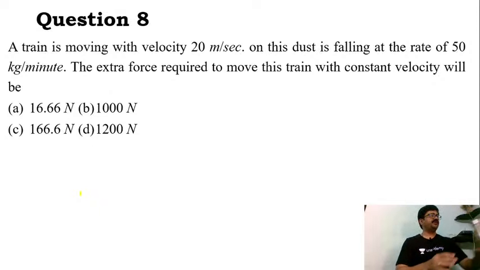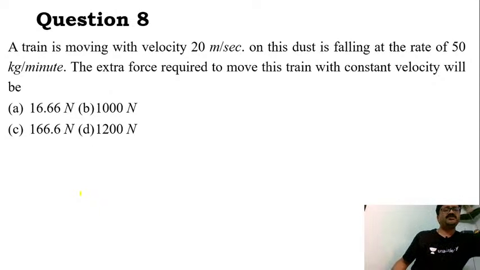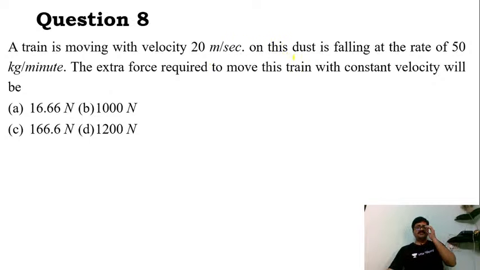A train is moving with a velocity of 20 meter per second. On this, dust is falling at the rate of 50 kg per minute. The extra force required to move this train with constant velocity will be. Now, the train is moving with a velocity of 20 meter per second, and on this train dust is falling at the rate of 50 kg per minute.